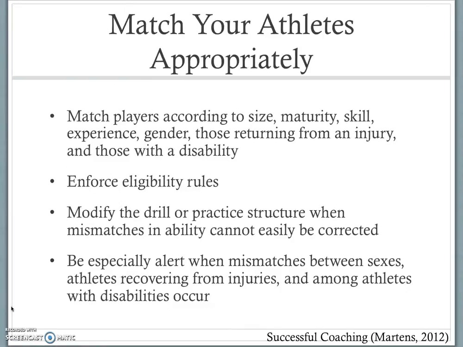Duty 6, match your athletes appropriately. As the coach, be assured to match players according to size, maturity, skill level, experience, gender, those returning from an injury, and those with disability. Be sure to enforce eligibility rules. Modify drills or your practice structure when mismatches in ability cannot be easily corrected. Be especially alert to mismatches between sexes, athletes recovering from injuries, and among athletes with disabilities. This is especially important in a contact sport.